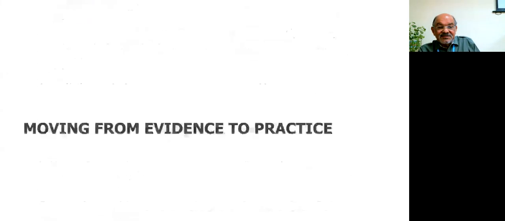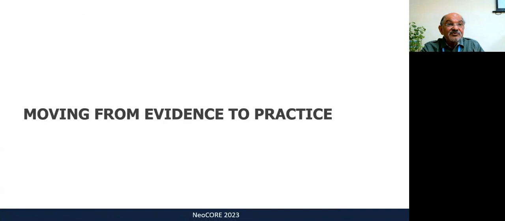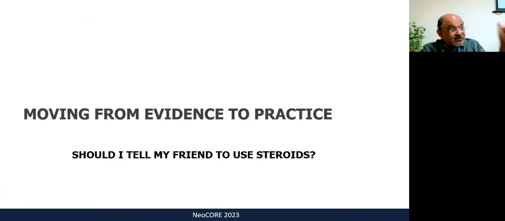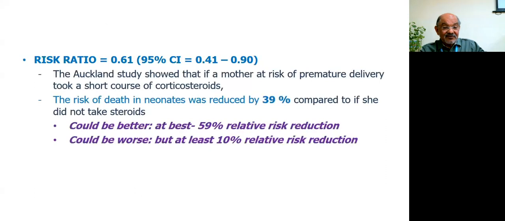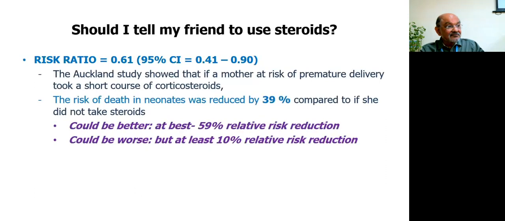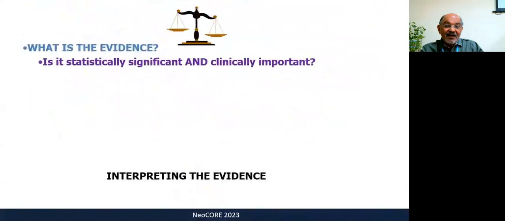Okay. So now we have to move from evidence to practice. Right? So should I tell my friends to use steroids? So how do you answer that question? The risk ratio is 0.161, right? Should I use this and tell her, please use steroids? It is statistically significant and clinically important. So what? Yes or no?